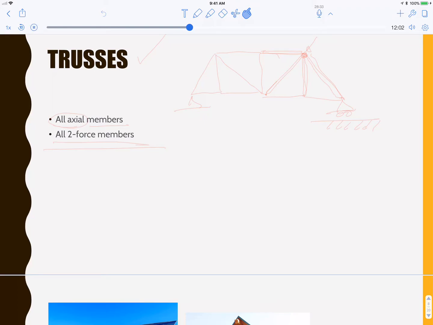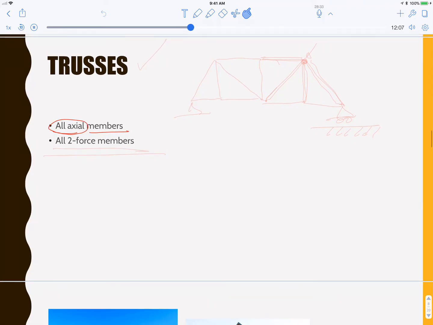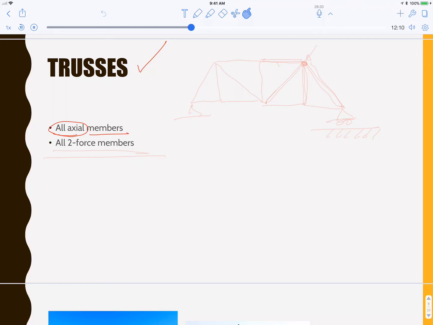The type of structures that have no bending, if they have all axial forces in every single member, we call those trusses. Everything is a two-force member. If you took some kind of bridge building competition class in high school or elementary school, I'm pretty sure you heard somebody say, oh, triangles are the most stable shape.